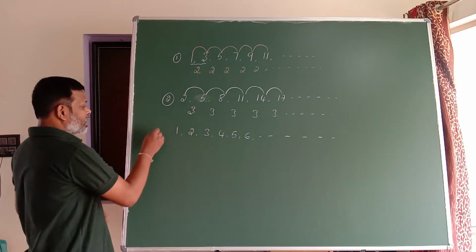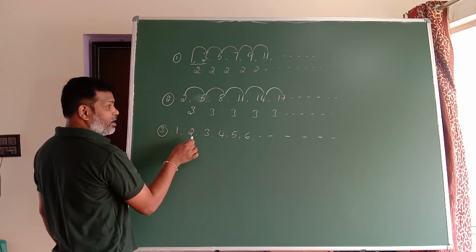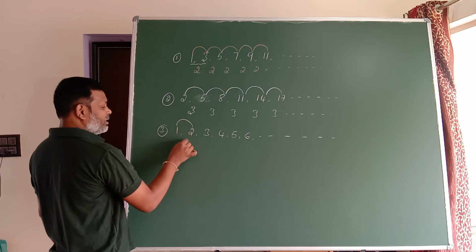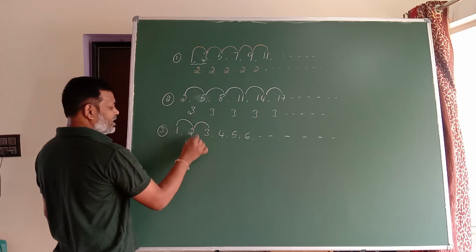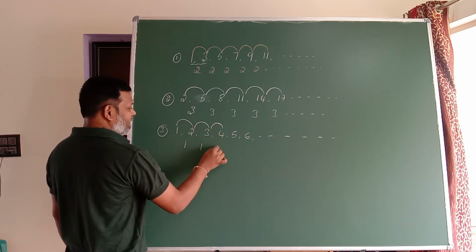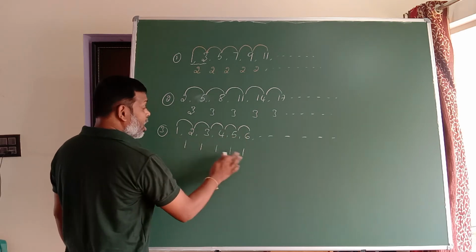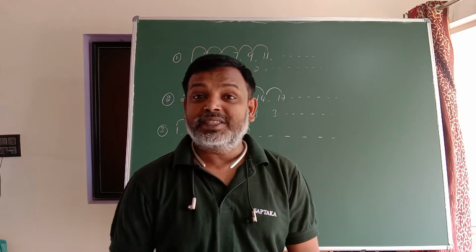Look at the third example here. Take the difference between every pair of succeeding term and the preceding term. Difference of 2 and 1: 2 minus 1, that is 1. 3 minus 2, that is 1. 4 minus 3, 1. 5 minus 4, 1. 6 minus 5, 1. There is a common difference between every pair of succeeding term and preceding term.